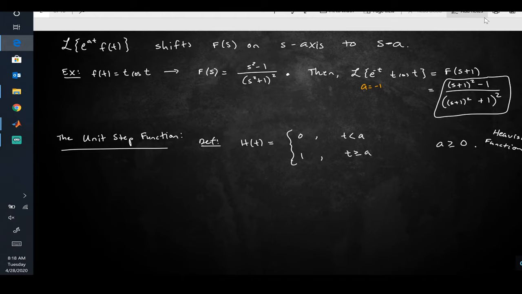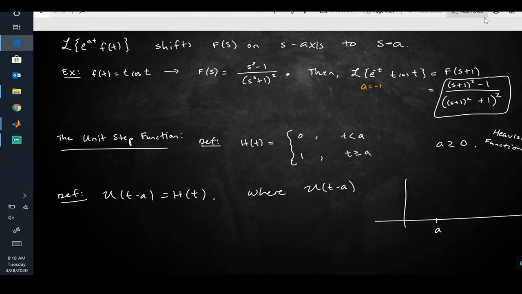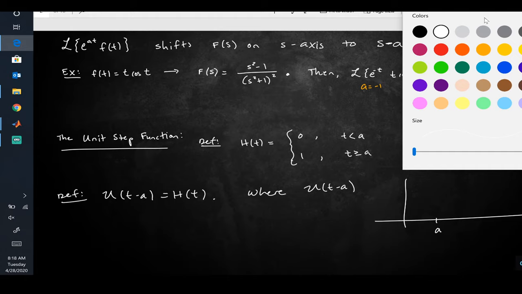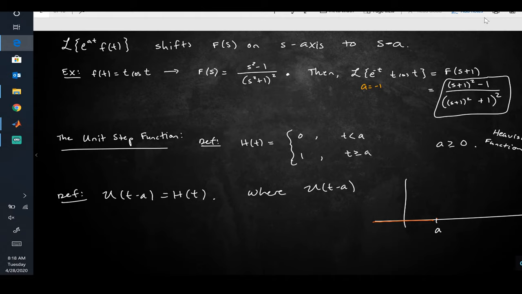Then we define u of t minus a to be equal to h of t, where u of t minus a graphs something like this. So it's 0 until you get to A, and then it's 1 after that. And that's what we call the unit step function, U of t minus A.